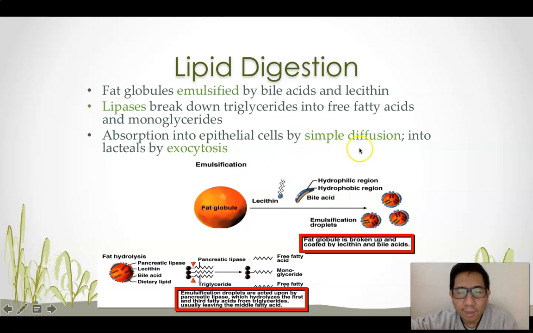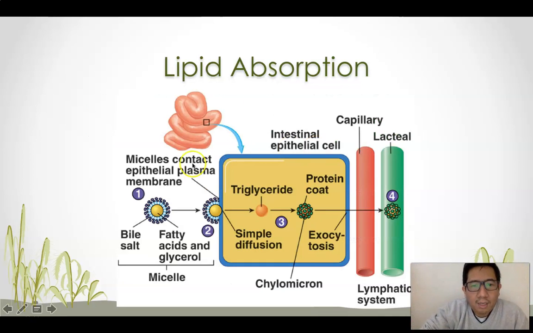It breaks down and is absorbed by what we call simple diffusion. So bile breaks fat down into fatty acids, which enter the cell by simple diffusion.